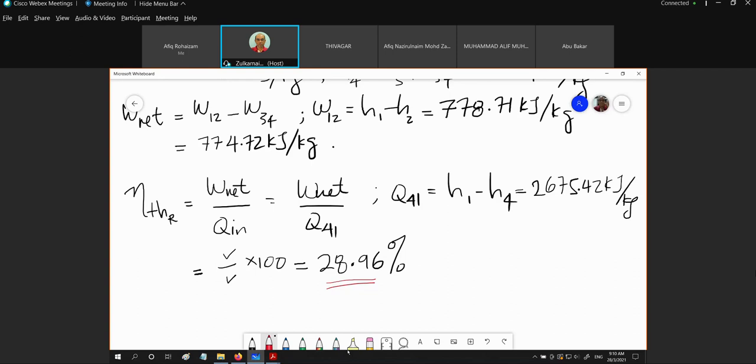Now, secondly, do you remember that when we calculate for the Carnot cycle at the same pressure, what is the thermal efficiency of the Carnot cycle? Can you tell me how much that is? What do you get? 42.